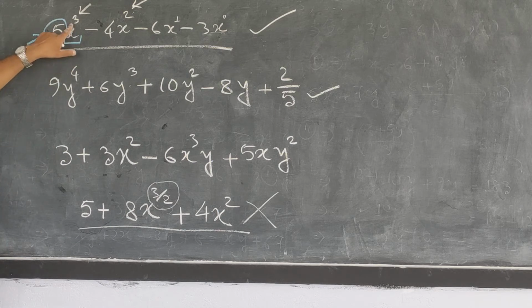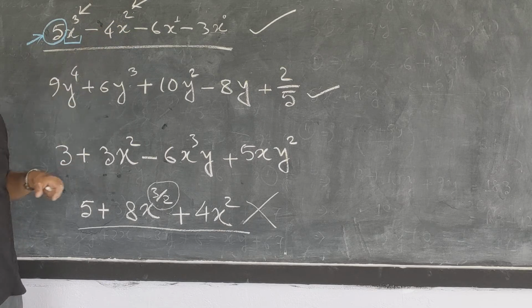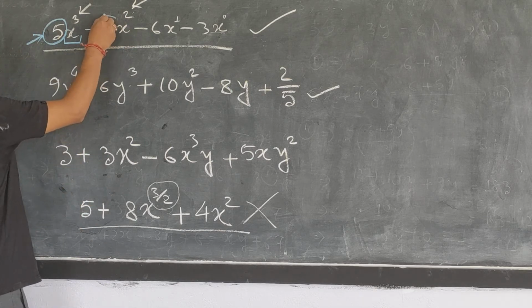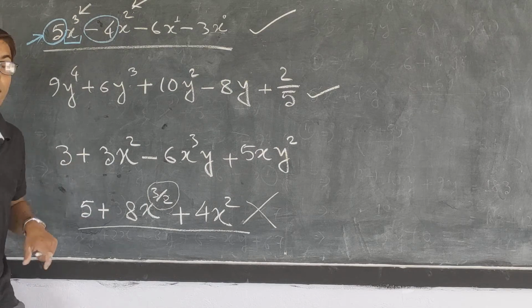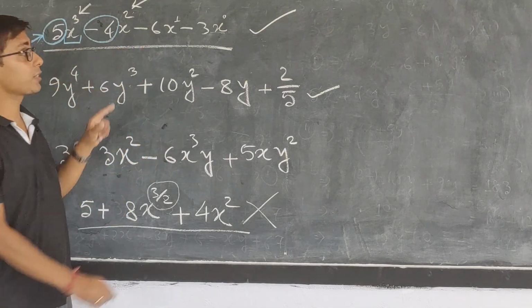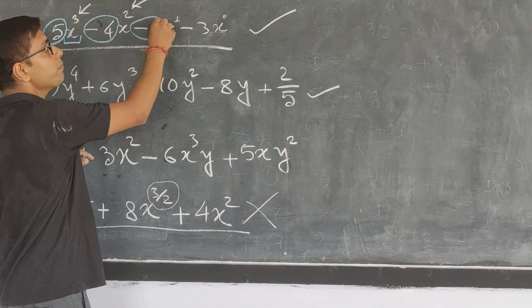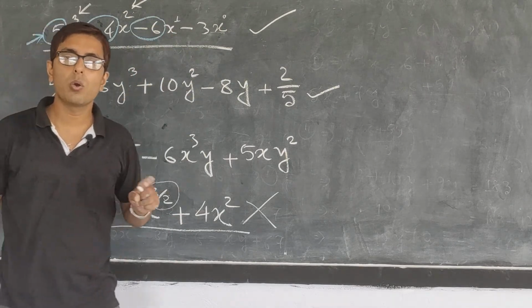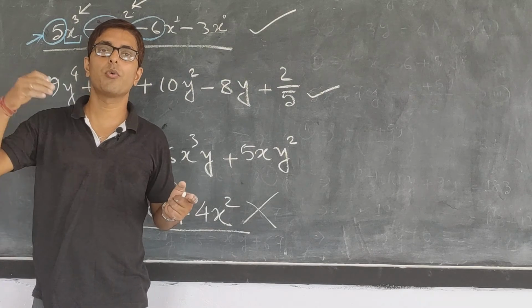The coefficient of x cube in this polynomial is 5. What is the coefficient of x square? The coefficient of x square is -4. Yes, what is it? -4. What is the coefficient of x in the first polynomial? That is -6. Clear? What is the coefficient of x to the power 0?